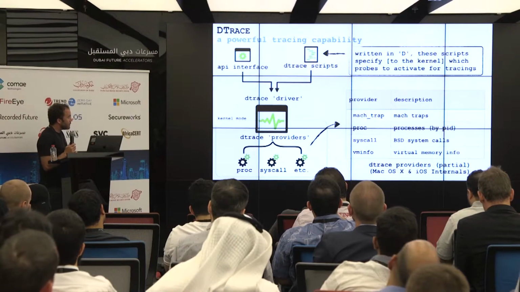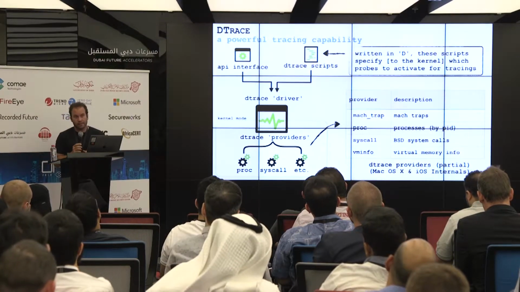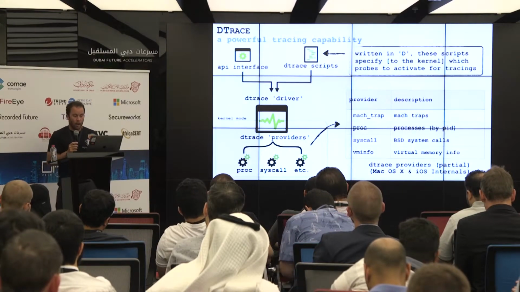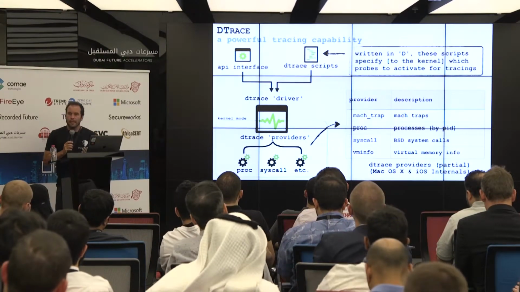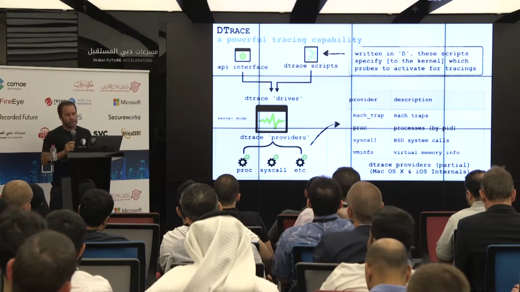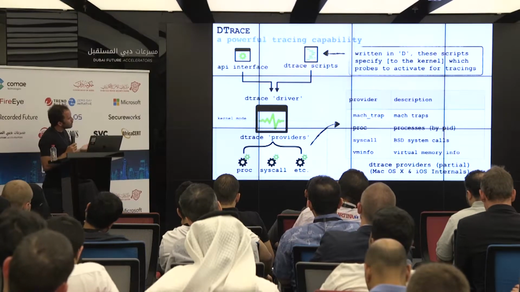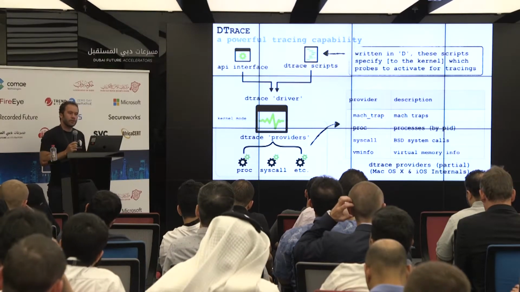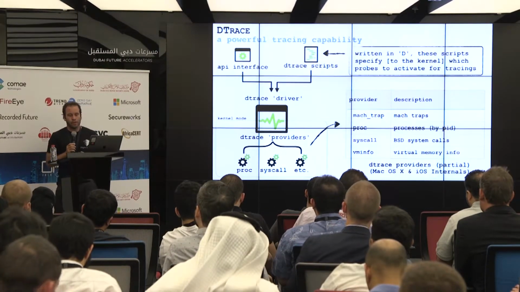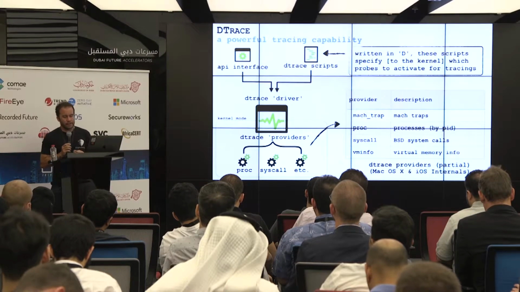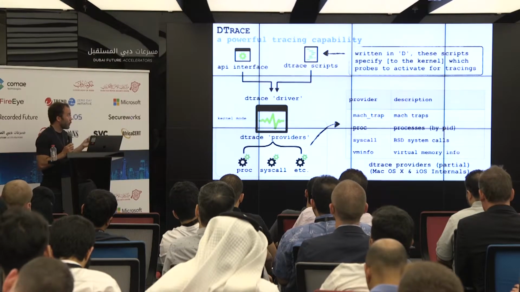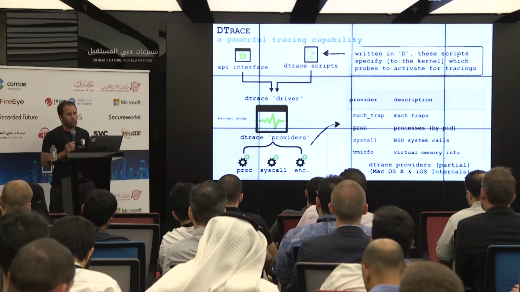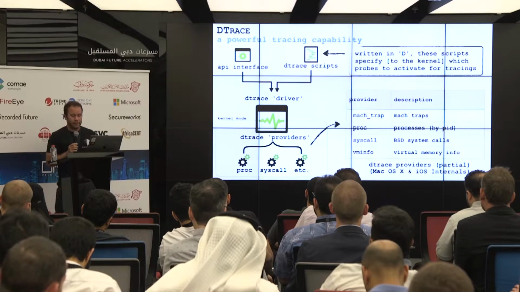Next up, we have dtrace. Dtrace is a cross-platform auditing mechanism that is also available on macOS. And until recently, it was the de facto tracing mechanism. So in a nutshell, what you do is you talk to a dtrace driver, and you either do this through an API or through dtrace scripts, which are written in the D programming language, which is why it's called dtrace. And basically, you specify to the kernel what probes or events are of interest to you.